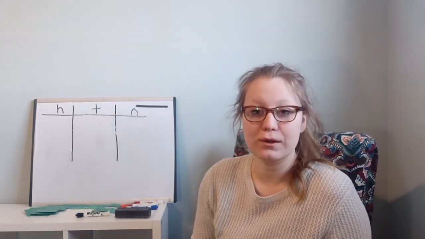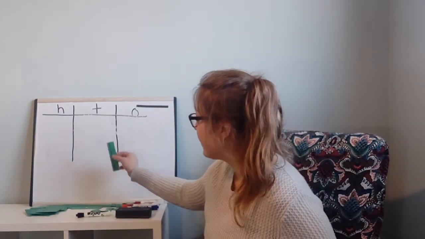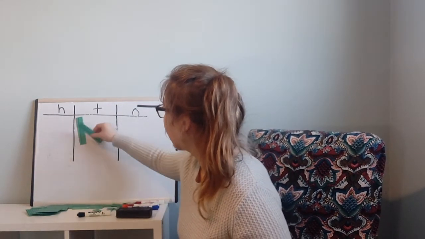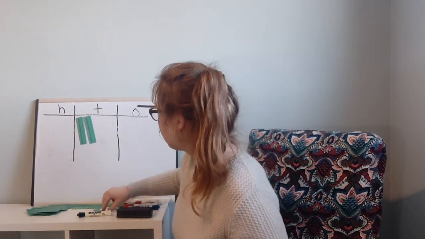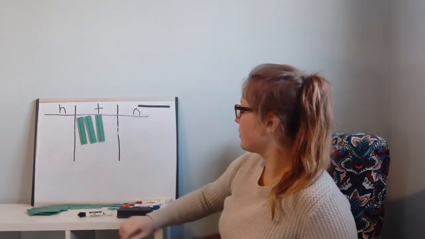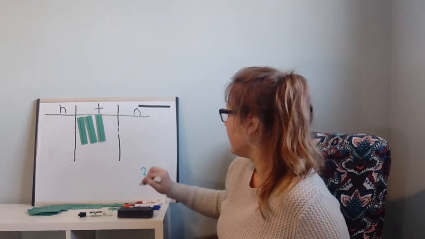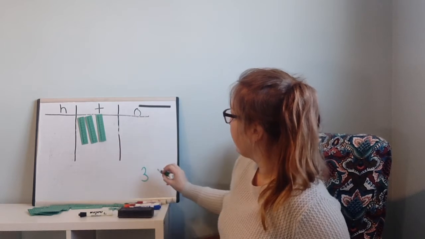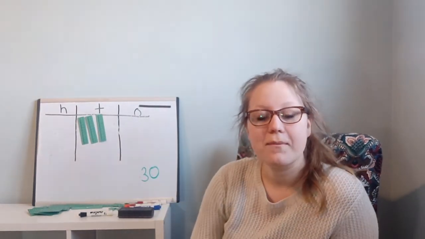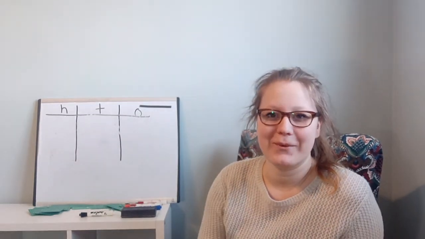If I show you 3 tens with my base 10 blocks, I will have 3 groups of 10 in my 10 spot. 1, 2, 3. Got my 3 groups of 10, so I know that there's a 3. There's nothing in my 1 spot, so I need to make sure I put that 0. My number is 30.